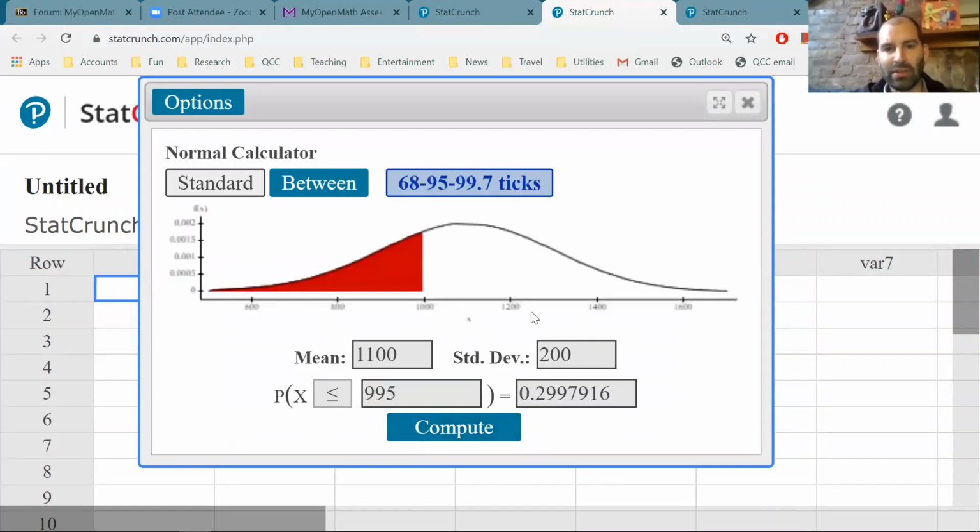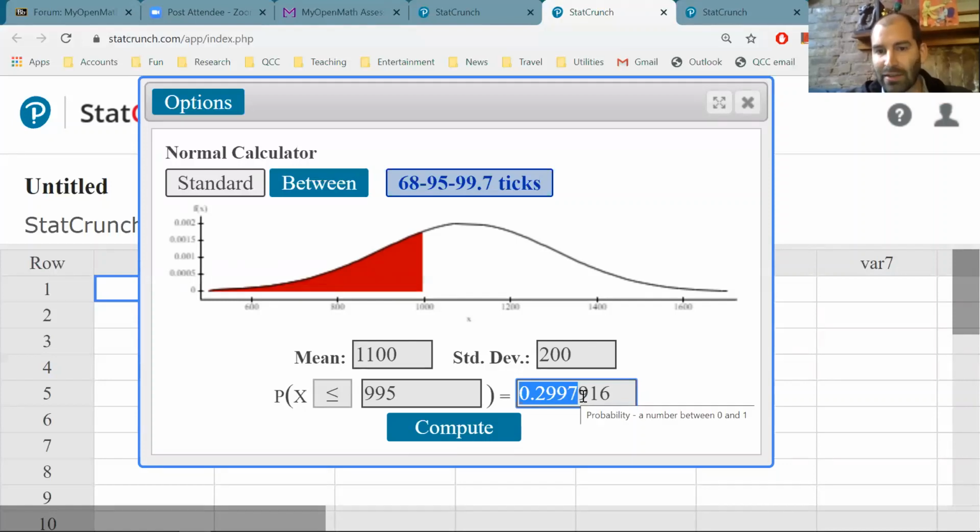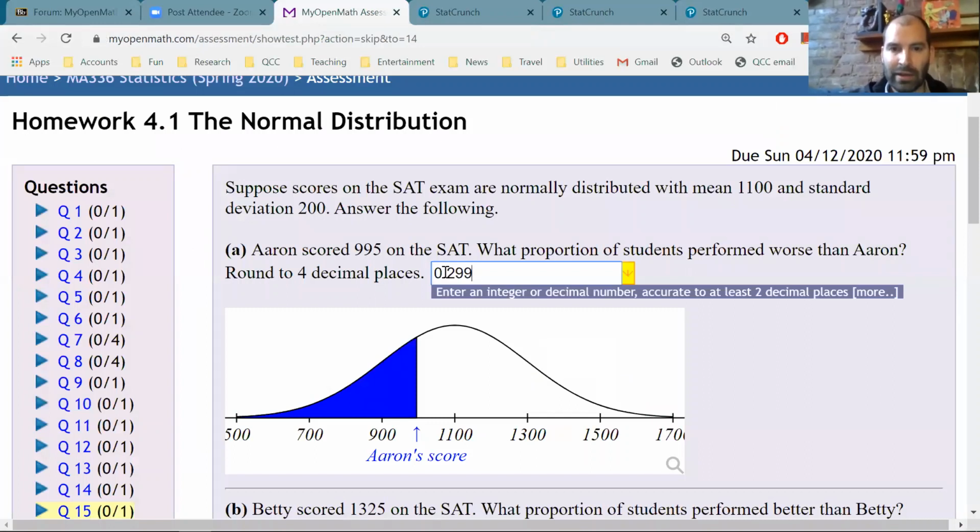And notice it shows me a picture of the distribution. It's shaded to the left, which makes sense because we're looking at values less than, so that means to the left of. So make sure that shading matches what you're doing. And it gives us the probability of getting a value less than 995 is 0.2997, that's 29979. So really, if you're going to round this to 4 decimal places, we should round it to 0.2998. All right, so that's the value that I'm going to put in here, 0.2998. And yeah, that was probability, but probability equals the proportion.